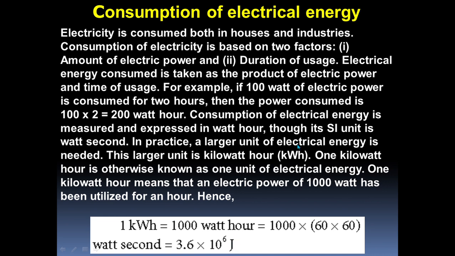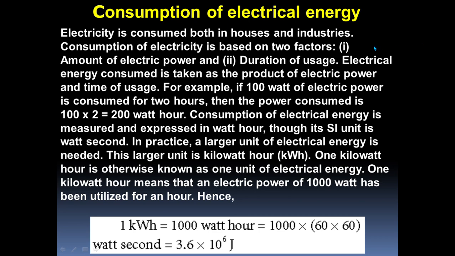So once again, 1 kilowatt hour is otherwise known as 1 unit of electrical energy. 1 kilowatt hour means that the electric power of 1000 watt has been utilized for an hour. So 1 kilowatt hour is 1000 watt hour, that means 1000 into 60 into 60 watt second, is equal to 3.6 into 10 power 6 joule. So the consumption of electrical energy topic is very, very important for your objective type questions as well as problem questions also. Thank you very much, students.